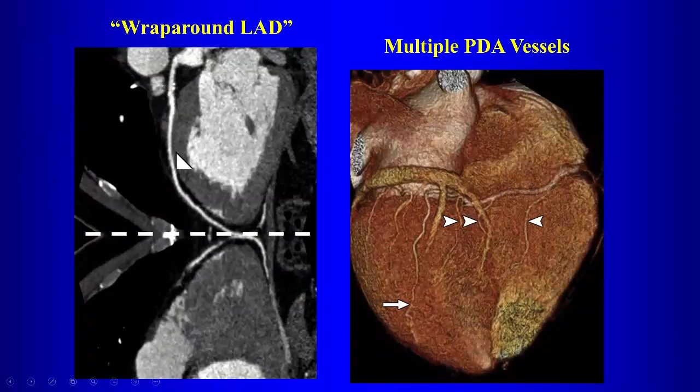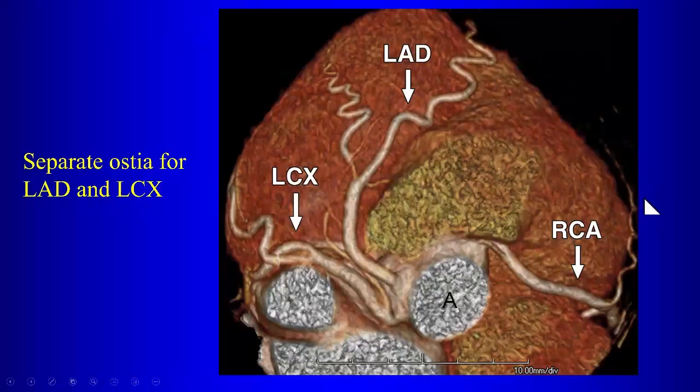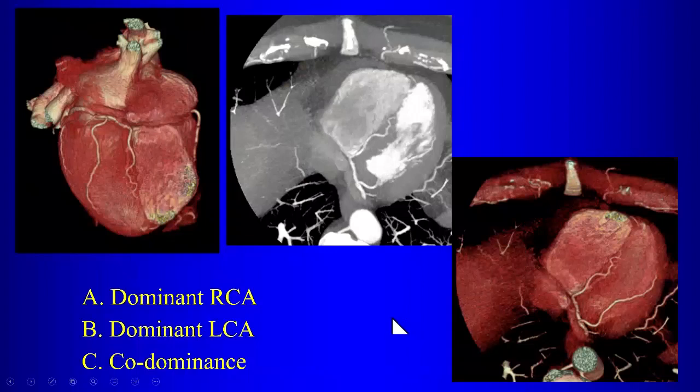And then you can have a wraparound LAD sometimes, where the LAD comes around and wraps around the apex of the ventricle, as in this case, to supply a little bit of the posterior wall, towards the interventricular septum posteriorly, the posterior interventricular groove. And then sometimes you might have separate ostia. Here the LAD and the circumflex, we're looking from the top down, so this is the left side, this is the right side. So you can see that we have separate ostia for the LAD and the circumflex coronary artery. So those are all variations that we might have.